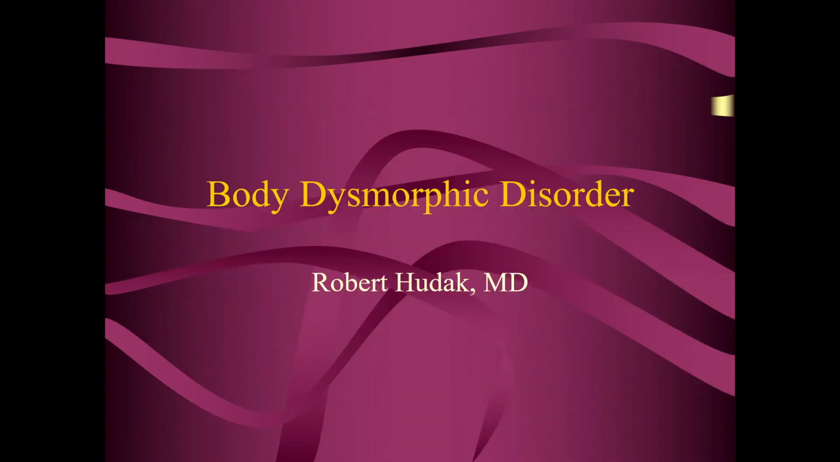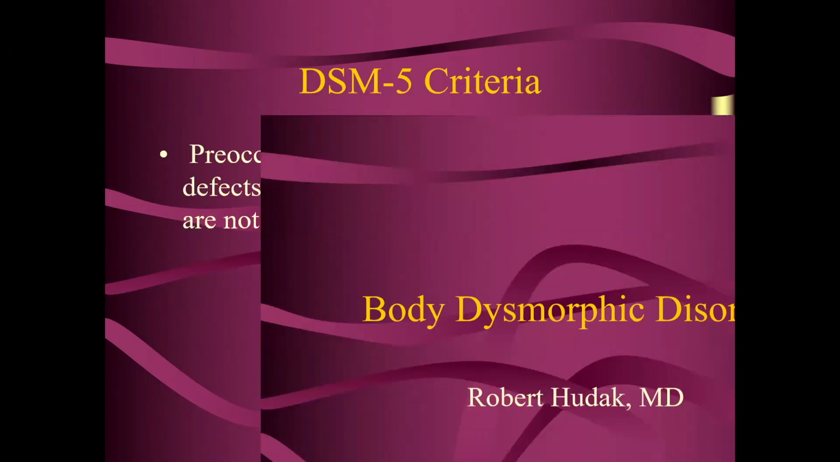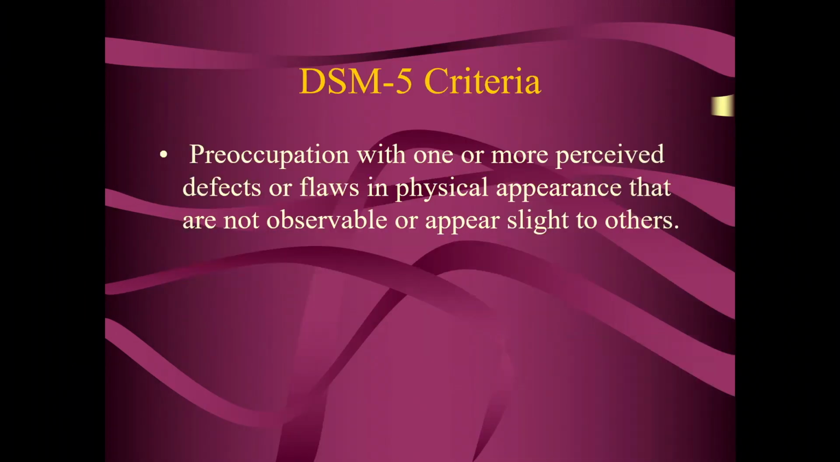So let me move on and talk about body dysmorphic disorder. Let's talk about the DSM-5 criteria for body dysmorphic disorder. This is preoccupation with one or more perceived defects or flaws in physical appearance that are not observable or appear slight to others. In other words, these people look normal. They perceive themselves as deformed, hideous, or ugly in some way.